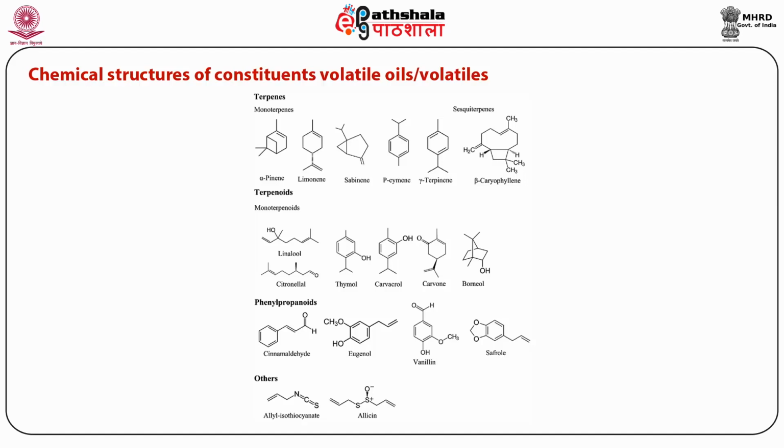Besides these terpenes and terpenoids, we also have other volatiles in the form of phenylpropanoids like cinnamaldehyde, eugenol, vanillin, and safrole, and still other volatiles in the form of sulfur-containing compounds like allyl isothiocyanate and allicin, as present in garlic. Besides this, there are also other sulfur-containing volatiles in almond, etc.